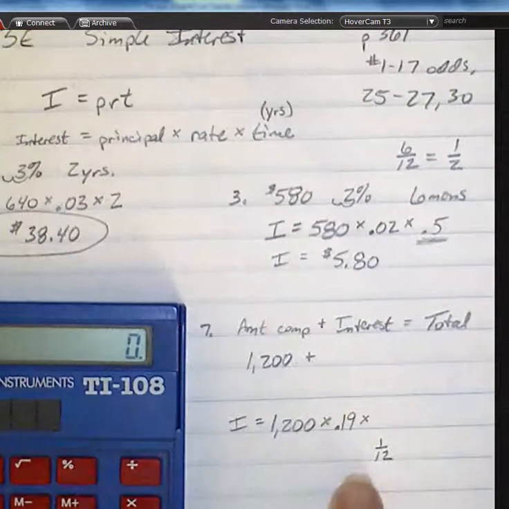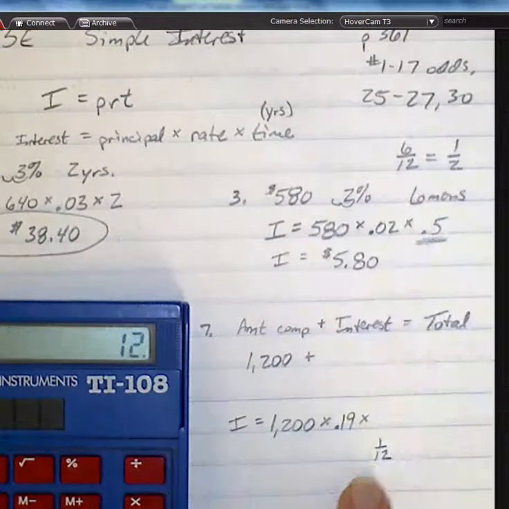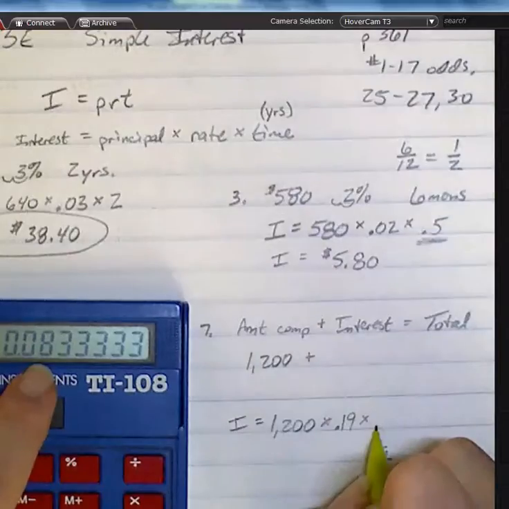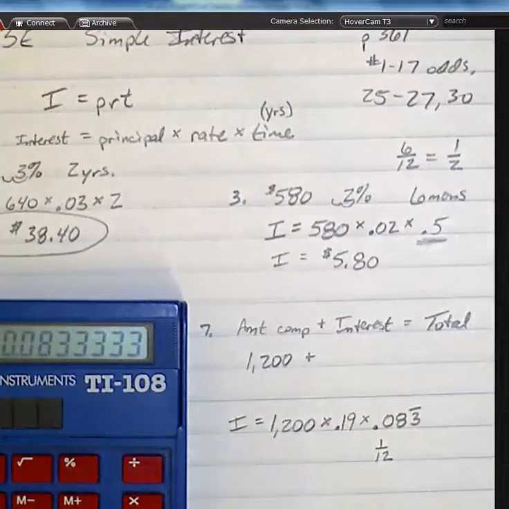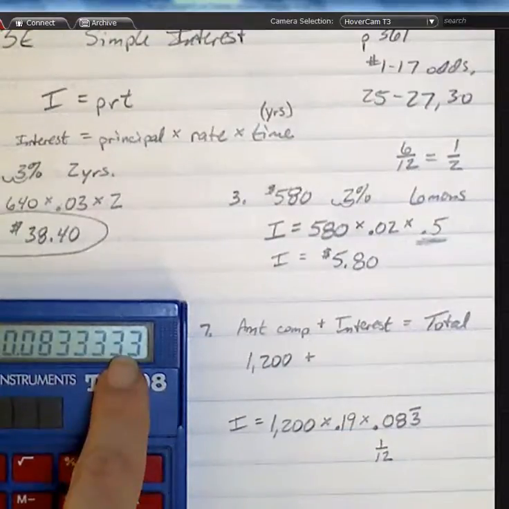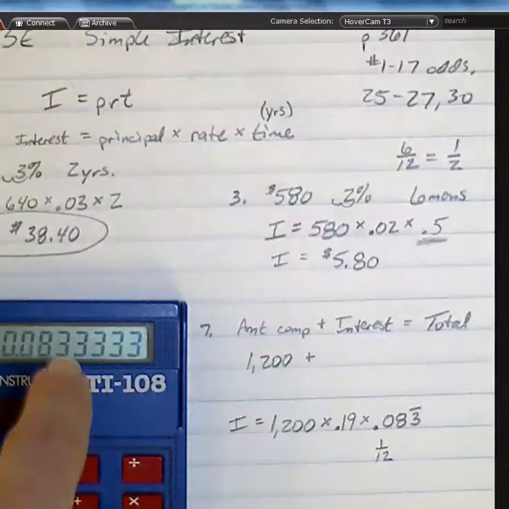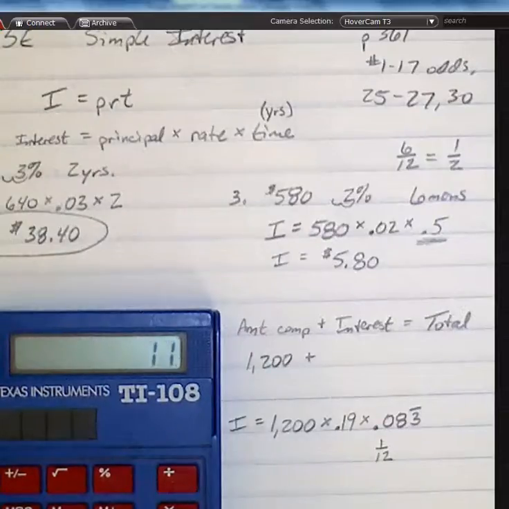No, not 12 divided by 1, 1 divided by 12, because this is the part that we're borrowing over how many total are in a year. 0.083 with a line over it. What questions do you have about where those numbers came from? I'm just going to leave that one in my calculator. Remember, multiplication's commutative. I can do them in any order. So I'm going to leave that number in, and then I'm going to multiply by 0.19, and then multiply by 1,200. I'm just going to go in reverse order because the commutative property says I can.